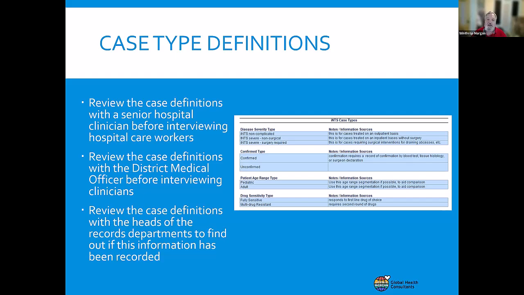The other thing you will find, I think, when you're working on this is confirmed versus unconfirmed cases. It may be difficult for you to find whether a case was confirmed or unconfirmed. So be mindful of that when you're doing your case counts.